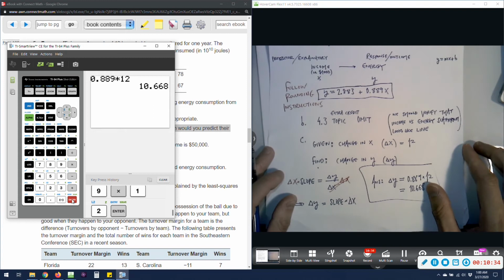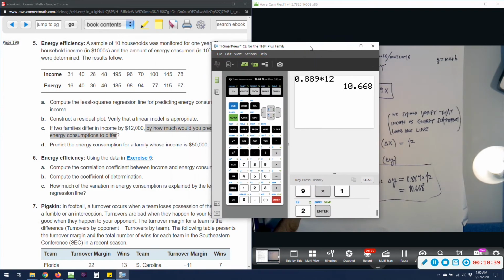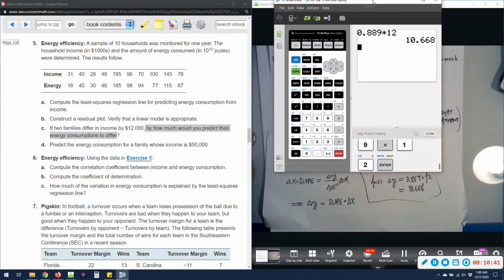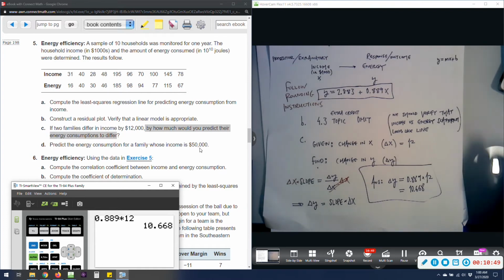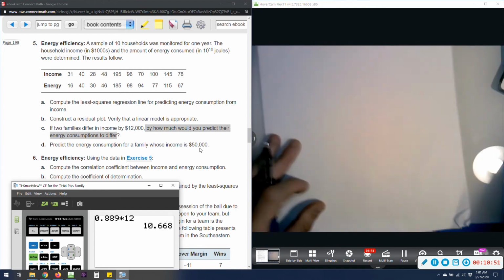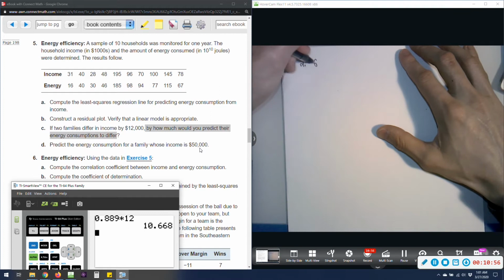Okay, great. Let's move on here. Are we done with 5? Oh, we're not done with 5. We have one more part here. We want to predict the energy consumption for a family whose income is $50,000. So this is another one of those questions where we're given something and we want to predict something. This is part D.